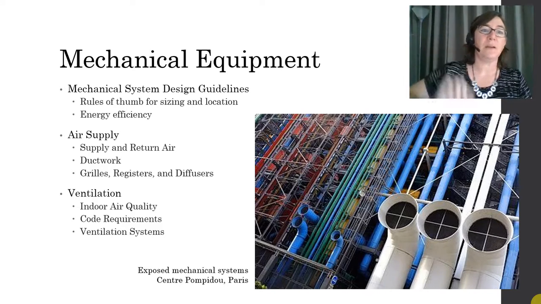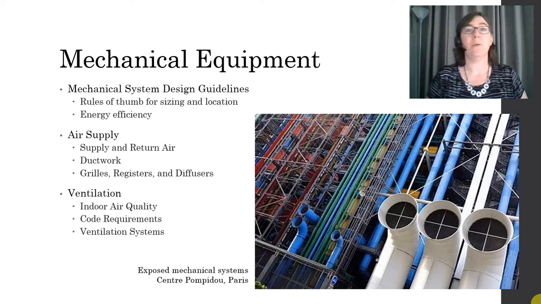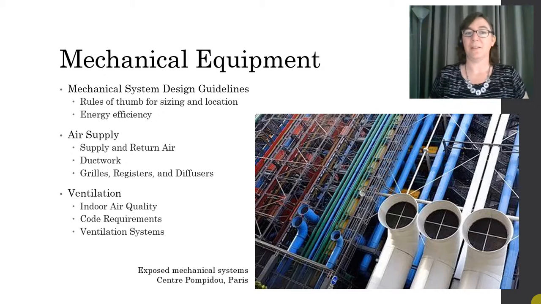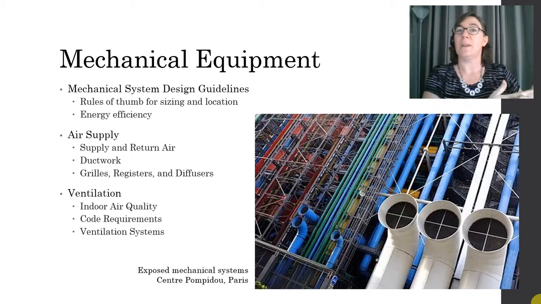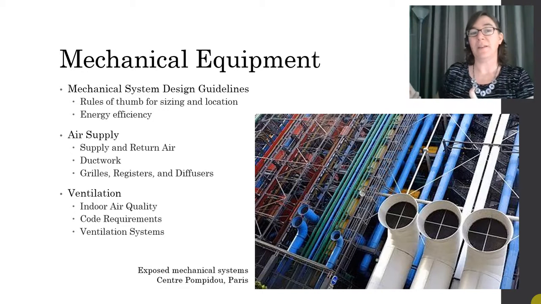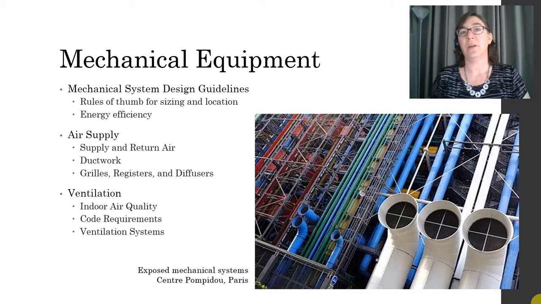Then we'll focus in closer on the individual components of your air supply system: supply and return air, ductwork, grills, registers, etc. And finally, we'll talk about ventilation. What is indoor air quality? Why do we care? Why do we ventilate? Some code requirements for ventilation and a look at the different systems that can be used.